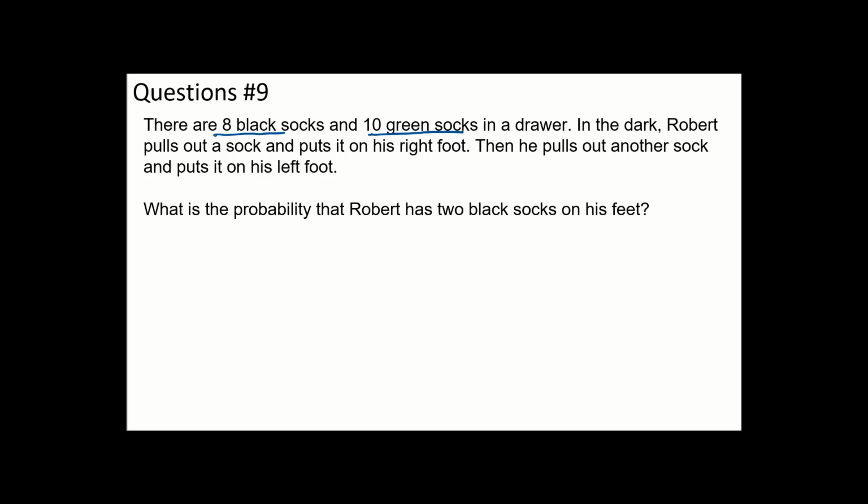So we'll look at the first draw. How many total socks does he have to choose from? 8 black and 10 green. So he has 18 total socks. And in the first draw, he has 8 black socks to choose from. I'm going to go ahead and reduce that by dividing the numerator and the denominator by 2. And I'm going to get 4/9.